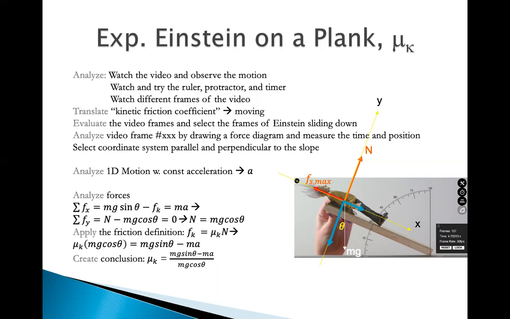If we apply the friction definition, then the left and the right are the two parts from the above equations. If we combine these, we can solve for the kinetic friction coefficient.